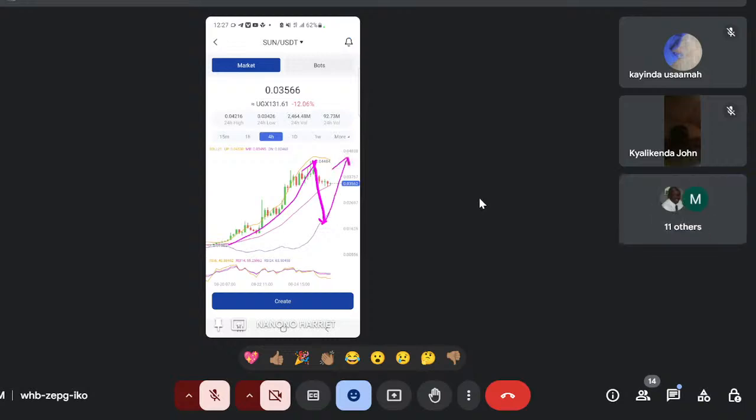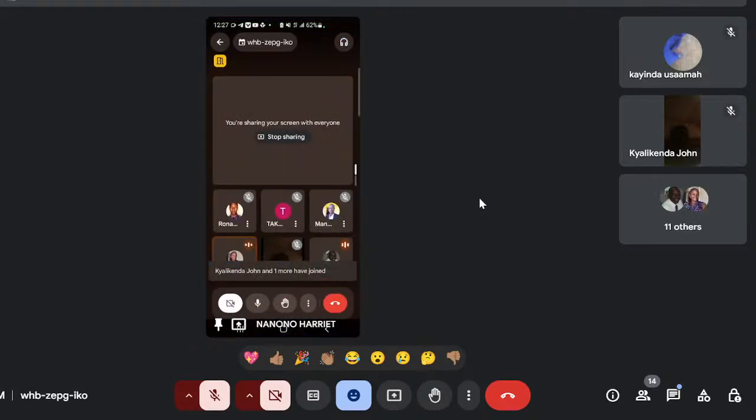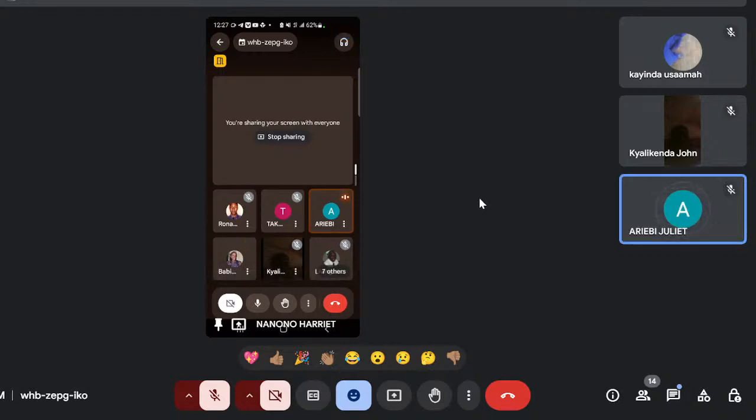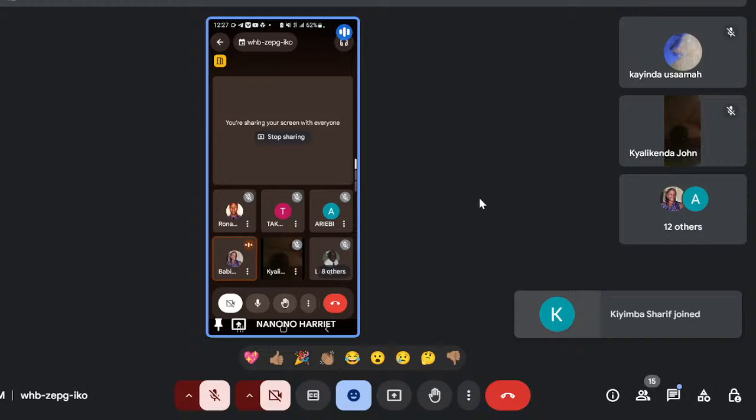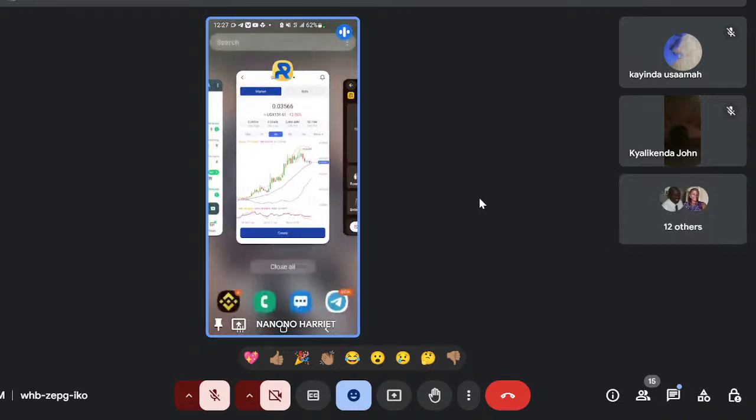Screen is off. Hey, my screen has gone. Who touched it? No, but the screen is shown. Mr. Livingstone, maybe you log out and then log in again if you are not seeing my screen. I can now see. Okay, if you can see, that is good.